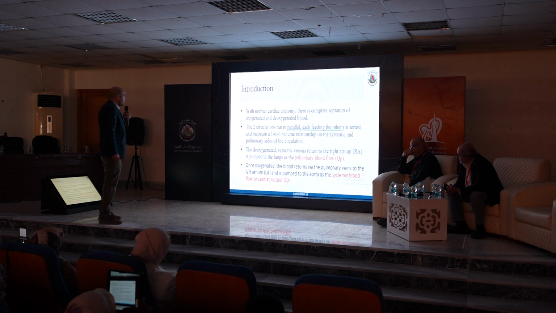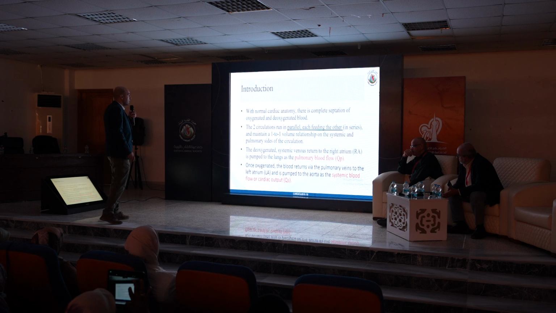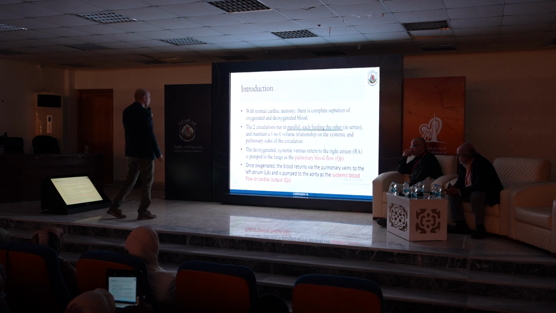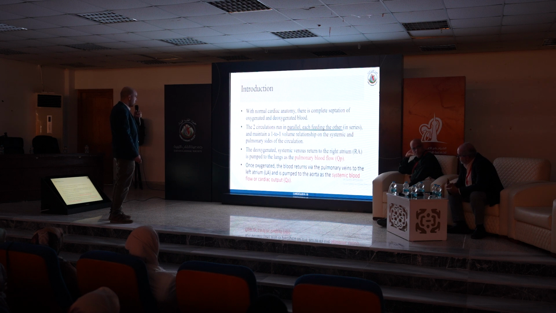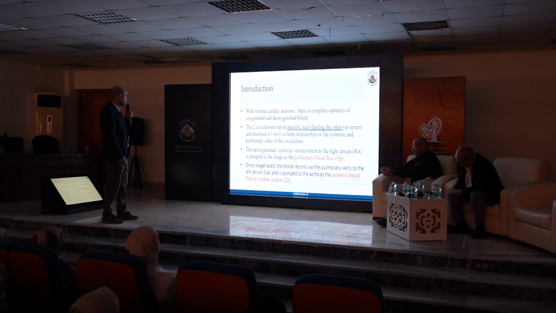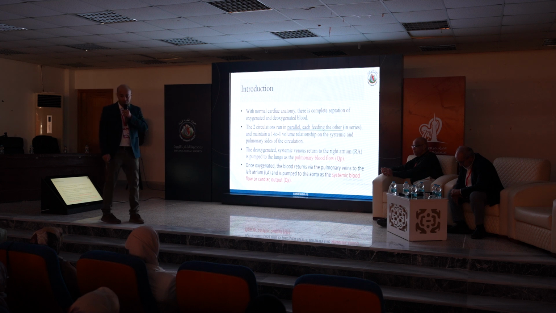With normal cardiac anatomy, there is a complete septation of oxygenated and deoxygenated blood. The two circulations run in series and maintain a one-to-one volume relationship on the systemic and pulmonary sides of the circulation. The deoxygenated systemic venous return to the right atrium is pumped to the lungs as the pulmonary blood flow, or QP. Once oxygenated, the blood returns via pulmonary veins to the left atrium and is pumped to the aorta as the systemic blood flow or cardiac output, or QS.